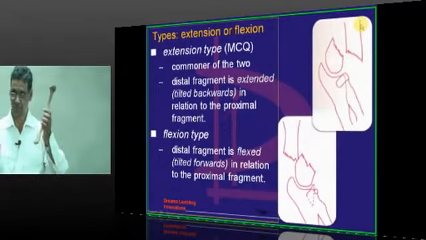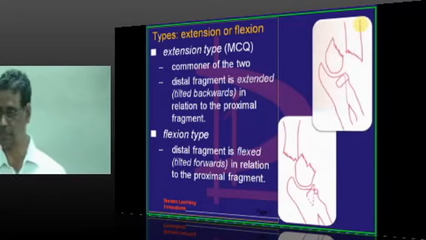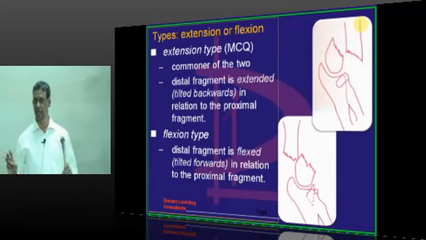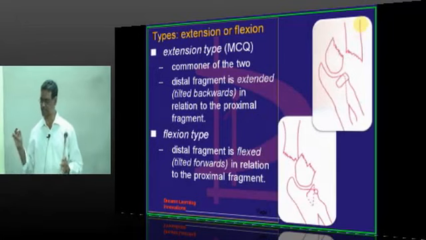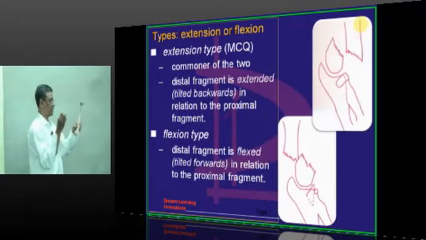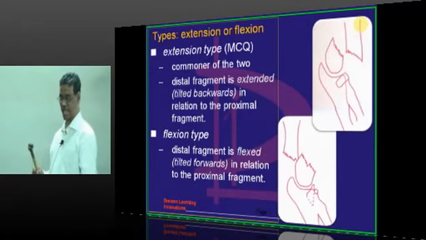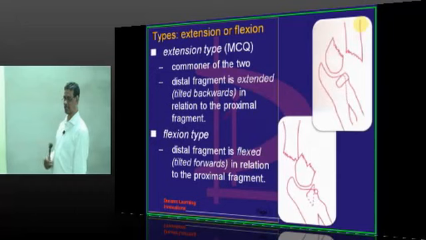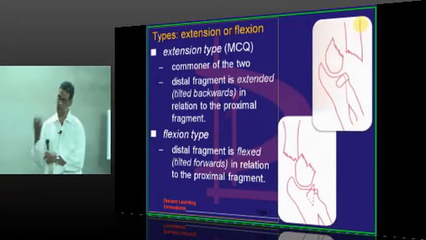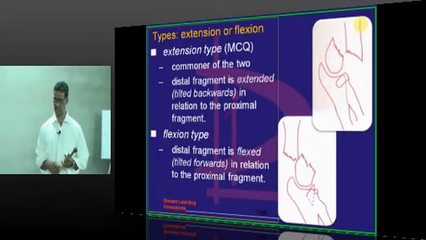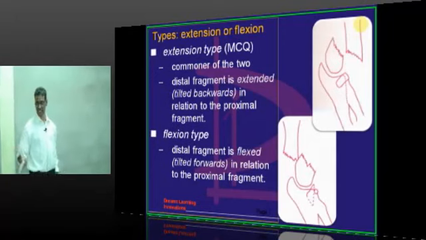There are two types, extension type and flexion type. Extension type is the commonest type. Most of the time you will see that type only. Flexion type is very, very rare. In the extension type, the fragment will go backwards. What is extension for this limb? It should go back. In the upper limb, extension is going backward at the elbow. So the fragment goes backwards in relation to the proximal fragment, that is extension type.